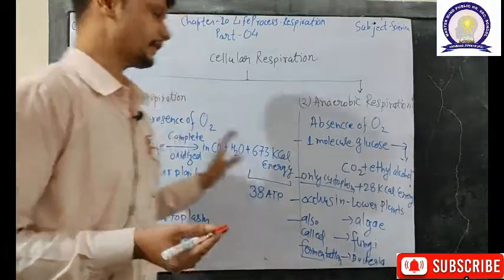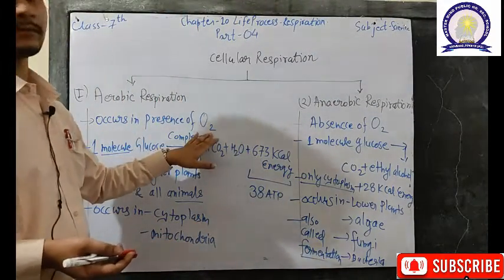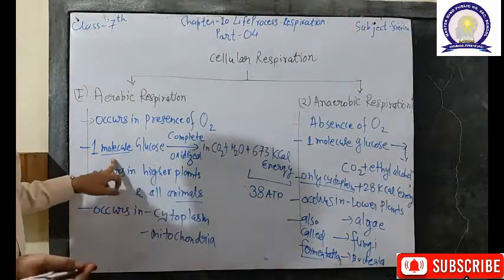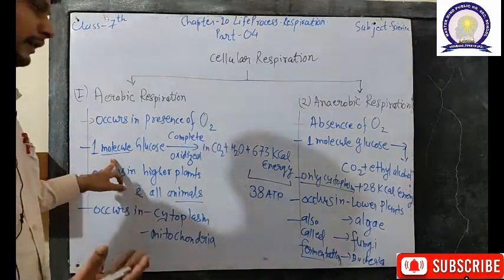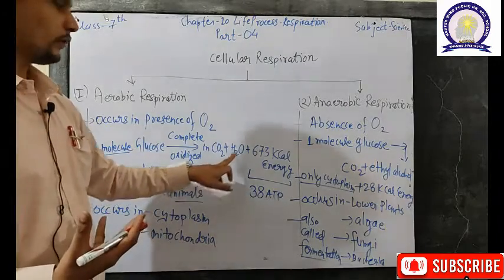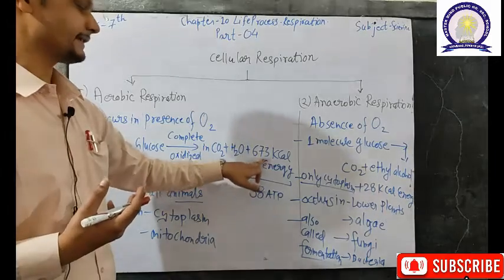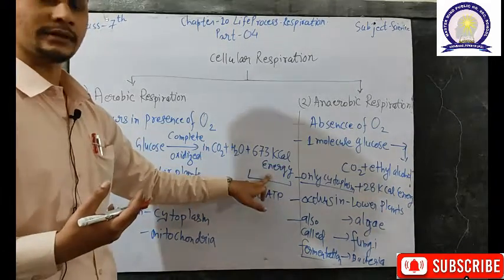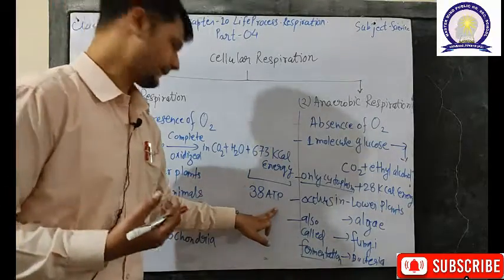So aerobic respiration is performed inside the cell with the presence of oxygen, so that one molecule of glucose is completely oxidized, or completely broken down, into carbon dioxide, water, and a larger amount of energy, that is 673 kilocalories of energy produced in the form of 38 ATP, that is adenosine triphosphate.